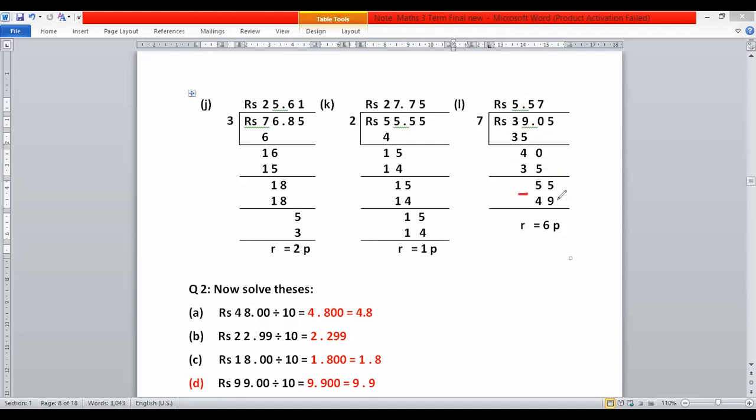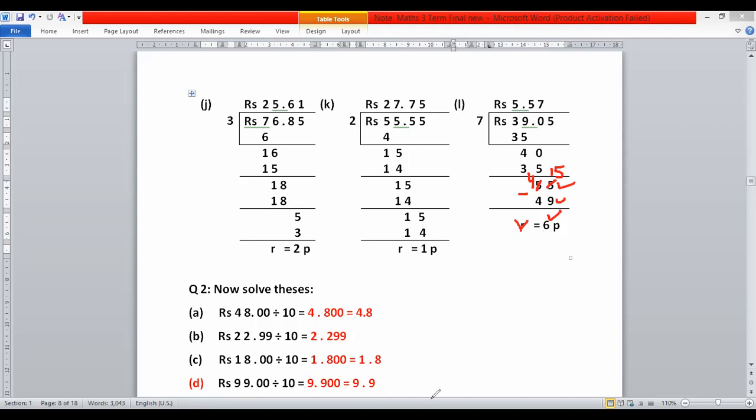Subtract 49 from 55, means 55 minus 49. So here students, 9 is greater, 5 is smaller, therefore we take 1 from the next digit, and here we replace 5 by 4, and whenever you take 1, you must add 10 to the previous number. Here the previous number is 5, so you add 10 to 5. 10 plus 5, 15. 15 minus 9, that is 6, and 4 minus 4, 0. So the remainder is equal to 6 paise.